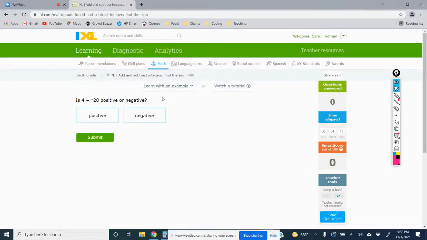Hi, everybody. Let's do IXL add and subtract integers, find the sign. First problem is 4 minus negative 28, positive or negative?